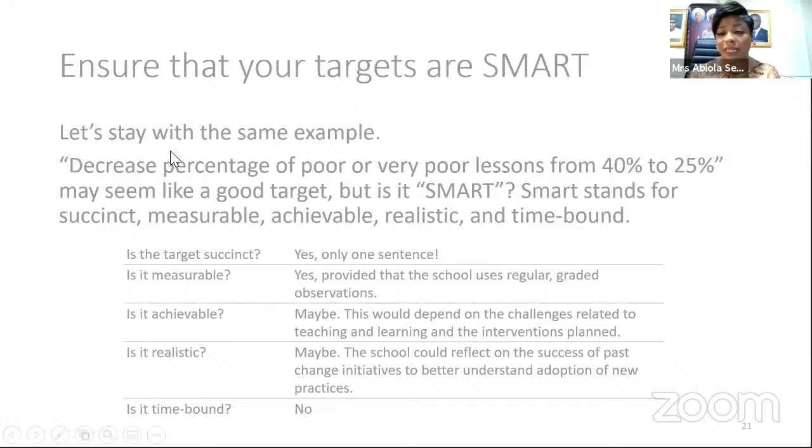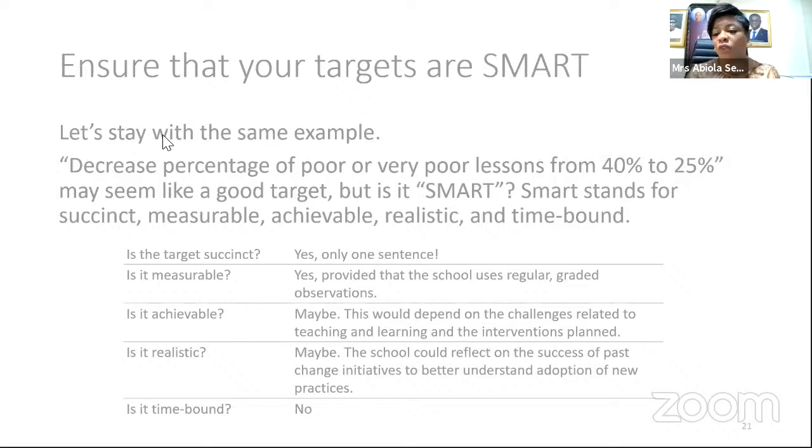So if you said the same thing last year and nothing has happened, or if you have been saying the same thing in the past 3 years, we're going to improve by X amount, and then nothing really has changed. Are we being realistic about where we are and our capacity to impact change? Okay. And is it time bound? No.